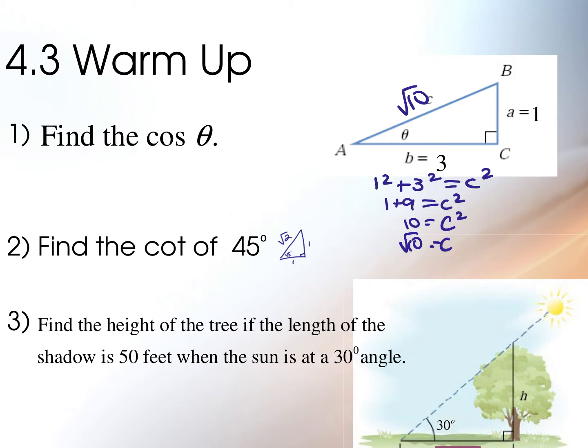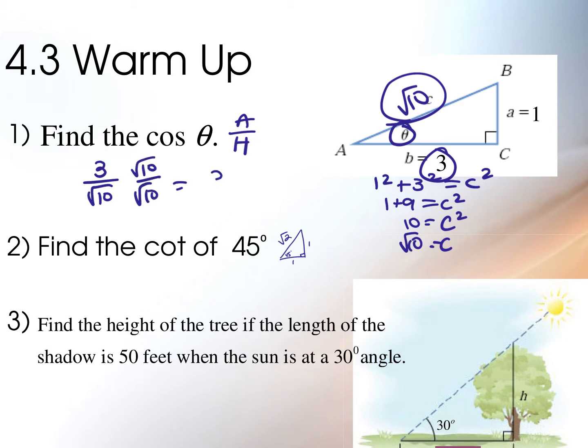So if I'm looking for the cosine of theta, and theta is here, cosine is adjacent over the hypotenuse. Adjacent would be 3, and then the hypotenuse is root 10, so 3 over root 10. And then we rationalize, and I'd get 3 root 10 over 10. So again, when it says keep exact, okay, that's what it means. Leave it exactly like that.